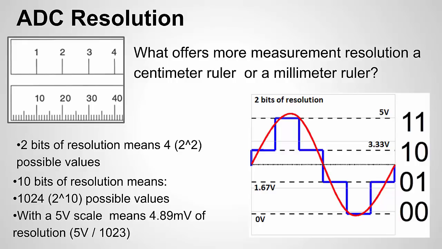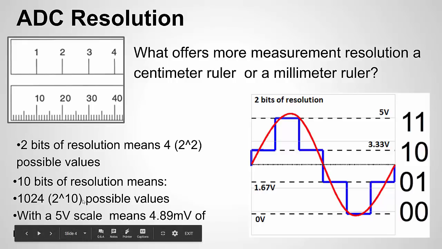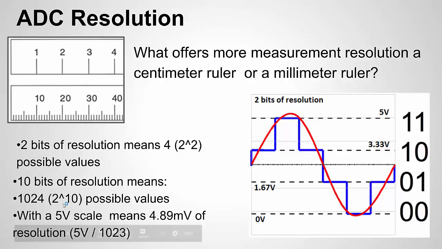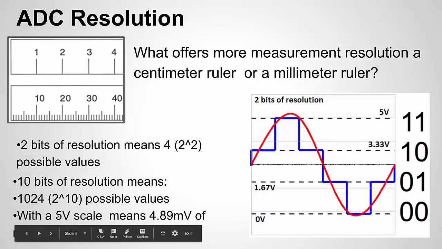Now, if we were to go up to 10 bits of resolution, there's not actually ADCs out there that are 2 bits. 10 bits, 12 bits are common ones. But if we go up to 10 bits of resolution, that means we have 2 to the 10 possible values, or 1024. So if we wanted to figure out what our resolution is, we would take the range or the scale of our ADC, and we would divide it by the resolution.